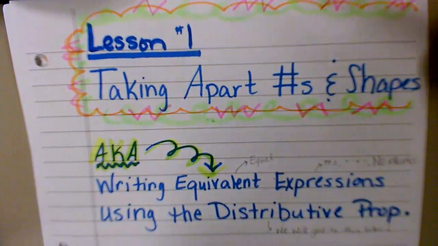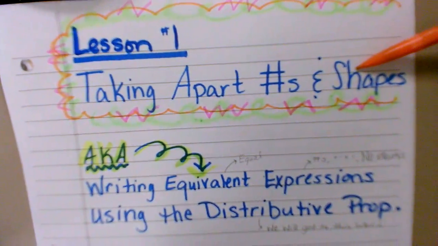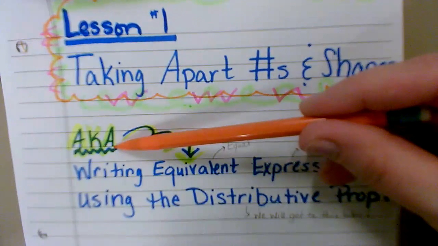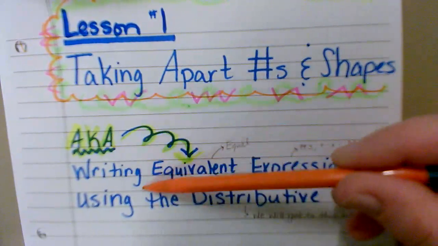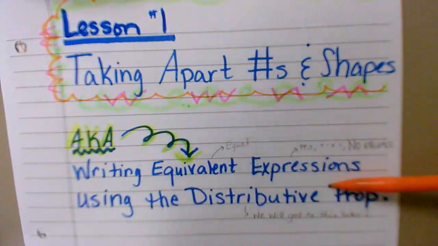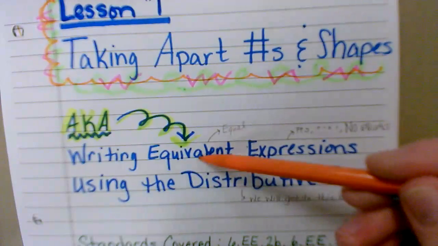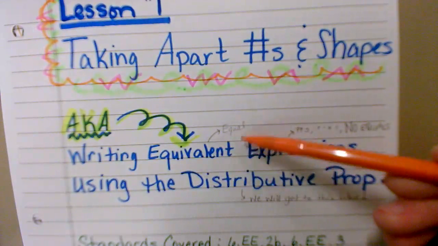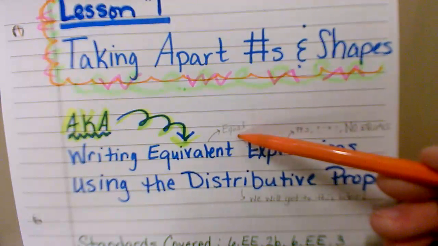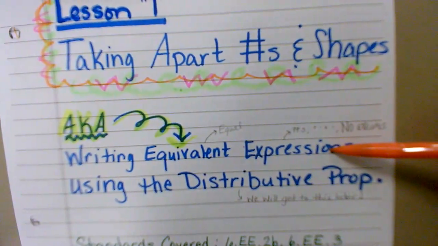Okay, so the first lesson in topic 1 is titled Taking Apart Numbers and Shapes. AKA, which stands for also known as, writing equivalent expressions using the distributive property. If you still don't understand what that means, equivalent means equal. So that's what I have written up here, equal. So we're writing equal.